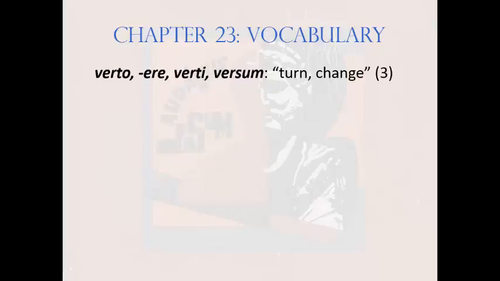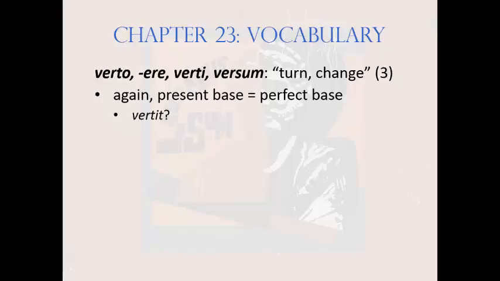And here comes another verb in this verbal parade. No surprise, I suppose, in a chapter about participles. Verto, vertere, verti, versum means turn or change. Yet one more third conjugation verb. Like ostendo too, its base is the same in the present and the perfect, meaning it's sometimes hard to tell what tense it is. For instance, vertit. How is this verb translated? Either "he changes" or "he changed, has changed."